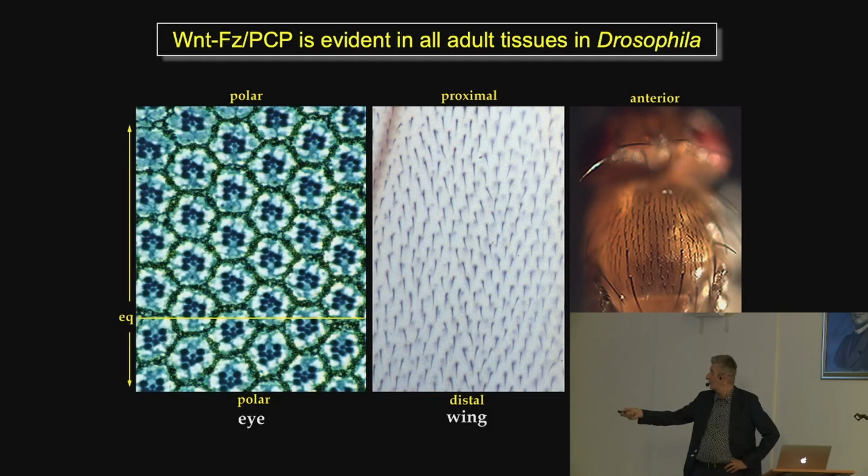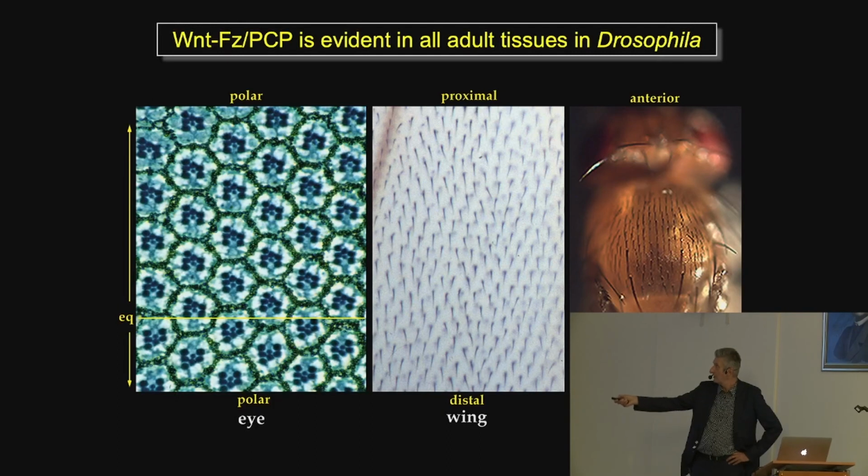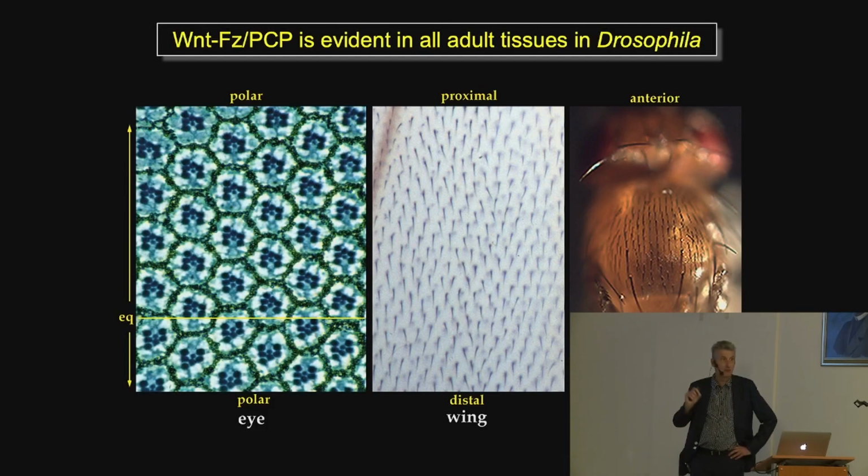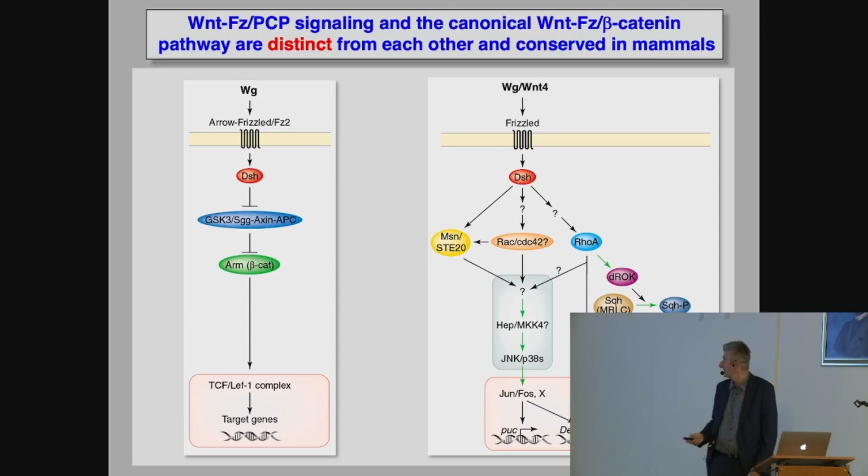And these are 3 examples of tissues that we usually study. This is a section through the facet eye, the Drosophila eye. You can see these units, the facets, the ommatidia, are very precisely arranged in the equatorial polar axis, in the anterior-posterior axis. This is a blow-up of a part of the wing, where each cell has an actin hair that's pointing proximal to distally. And this is a low microscopic view of the thorax, anterior to posterior. You can see there are all these sensory bristles, which are multicellular organs. They are aligned in the anterior-posterior axis.